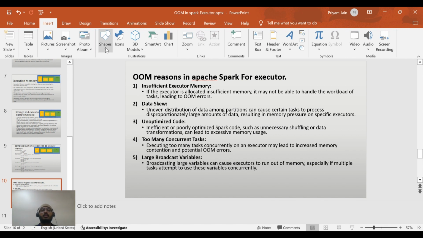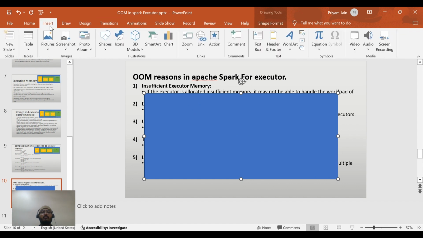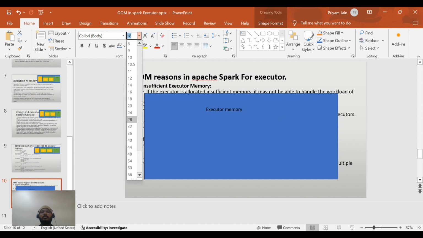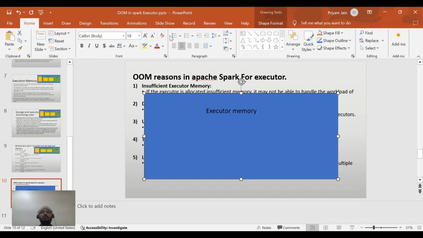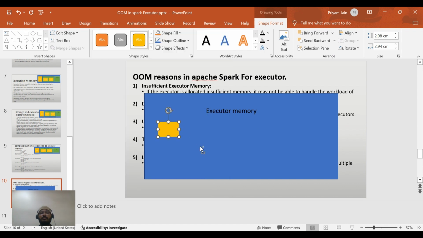Okay, let us suppose we are having this executor memory. This is the executor memory I'm giving. Let me name this also. Okay, this is the executor memory, just suppose. Then let me change the color also. There are some tasks running in this executor memory, right?